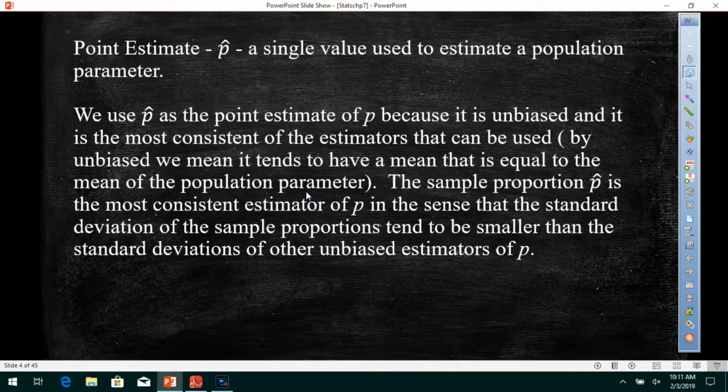Point estimate p hat, a single value used to estimate a population parameter. We use p hat as the point estimate of p because it is unbiased and it is the most consistent of the estimators that can be used. By unbiased, we mean it tends to have a mean that is equal to the mean of the population parameter. The sample proportion p hat is the most consistent estimator of p in the sense that the standard deviation of the sample proportions tends to be smaller than the standard deviations of other unbiased estimators of p.